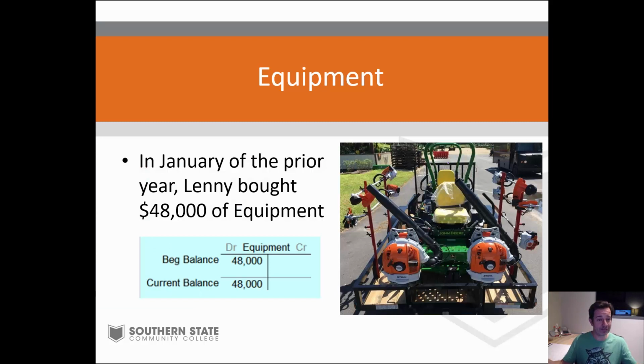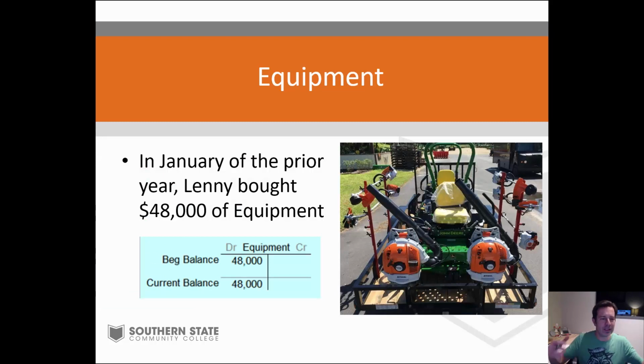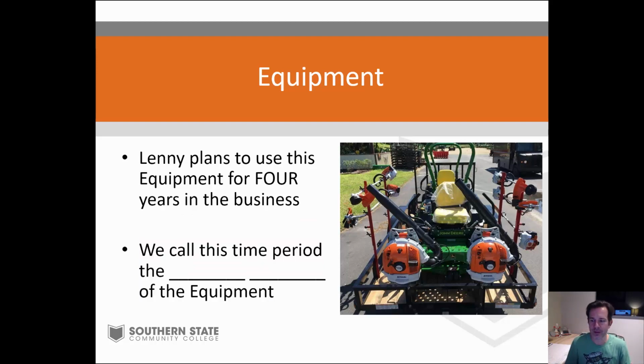We have equipment in our business here. It was bought in year 1. Says January of the prior year, Lenny bought $48,000 worth of equipment. And we can see that in the ledger account. You can see it right there. $48,000 worth of equipment. Okay? It could be the lawnmowers, it could be the weed eaters, whatever you want to envision here. That's the equipment that we've bought.